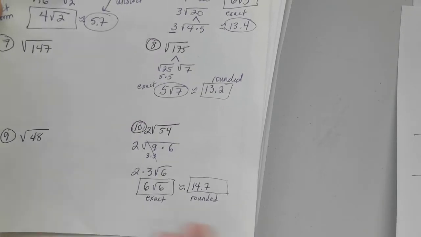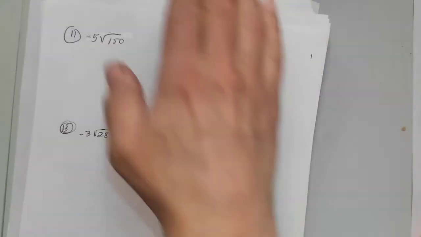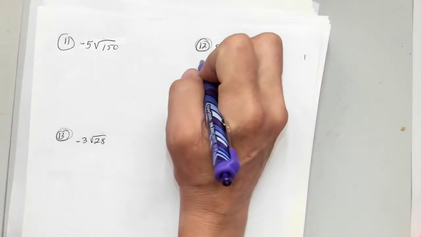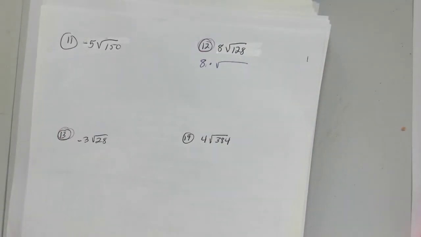All right, so continuing on. They do get a little more complicated. There are other roots, but we are only working with square roots right now. So let's look at 12 and 13, and then I'll stop after that. Again, if something is out in front, we're going to leave it there. And I'm going to look at the number 128 and see what the biggest perfect square number factor is that will fit into that.